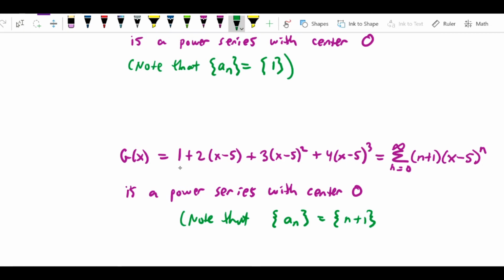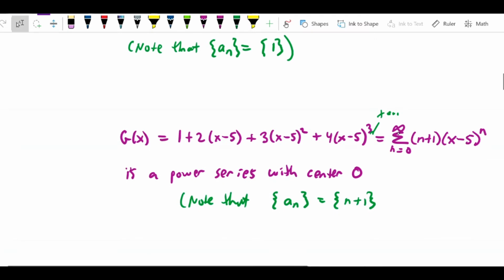G of x, which I've written as 1, plus 2 times (x minus 5), 3 times (x minus 5) squared, 4 times (x minus 5) cubed. I should put in here, by the way, this is plus dot dot dot. There's always dot dot dot because these series always are presumed to go on forever. So this is the compact form of this series, which, by the way, has a center not of 0 but of 5. This is a series with a center of 5.